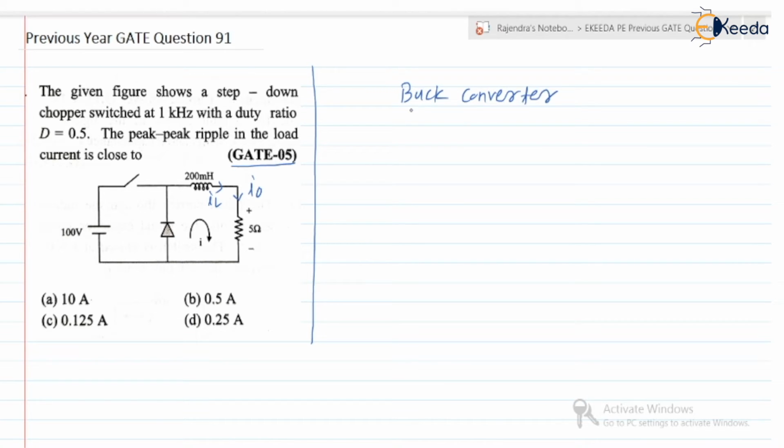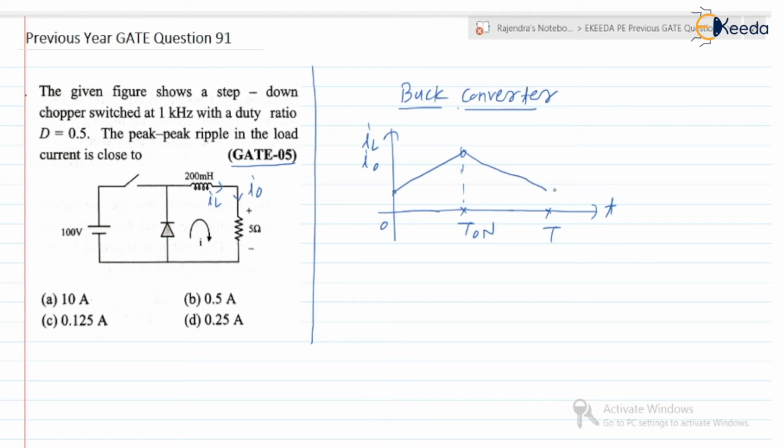For this circuit, we have the IL waveform, or I0 waveform. It will be like this: IL, or I0, from 0 to T on, and T on to T. During 0 to T on, IL increases from I min to I max, and from T on to T it decreases from I max to I min, and again it increases. Here it is I max, here it is I min. Our task is to find the peak to peak ripple, that is delta IL.